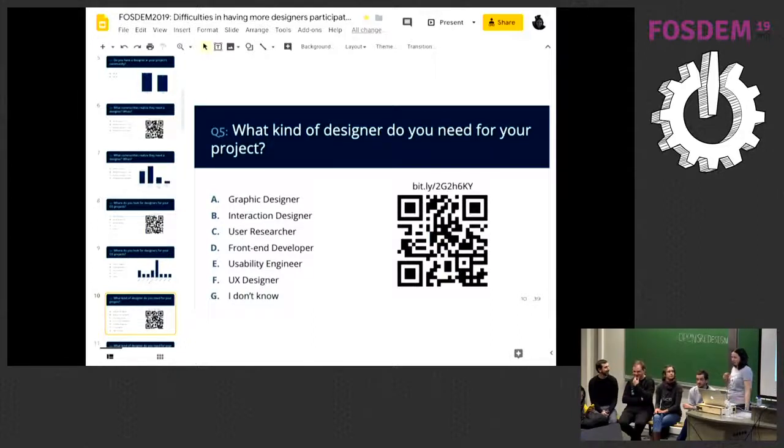Okay, and the question is, what kind of designer do you need for your project? It would be interesting to know how you vote, because there's also a lack of education in the vast areas of design, and I don't know, when people are looking for a designer, if they know exactly what they want, and designers expect you to have the jargon and know exactly what you're requesting. Do you have any remarks about this?